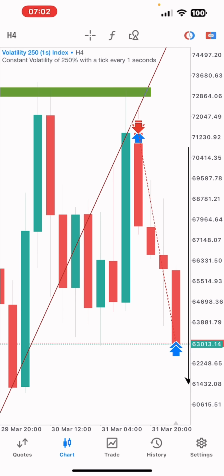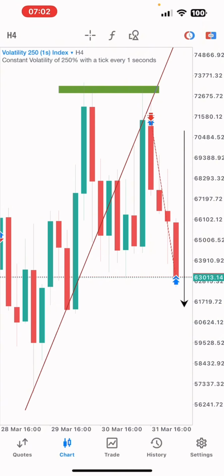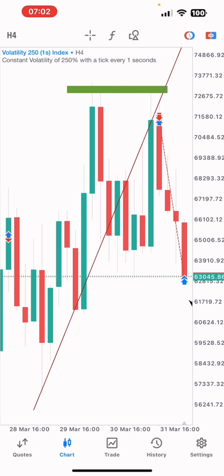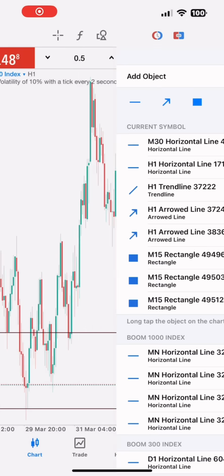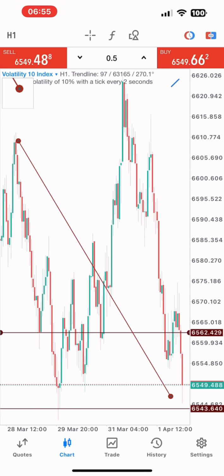You can check out my history. I ended right there. There was no drawdown. As soon as I entered, it went all the way down. You can check from those arrows on the screen. Same process, same concept, same analysis.